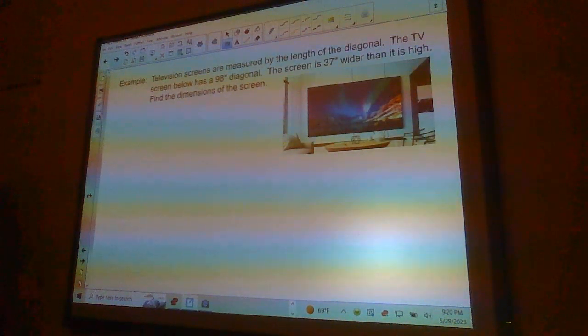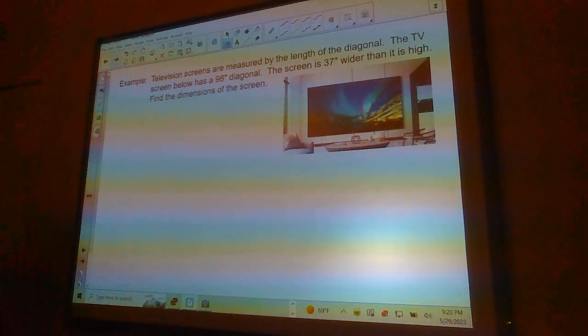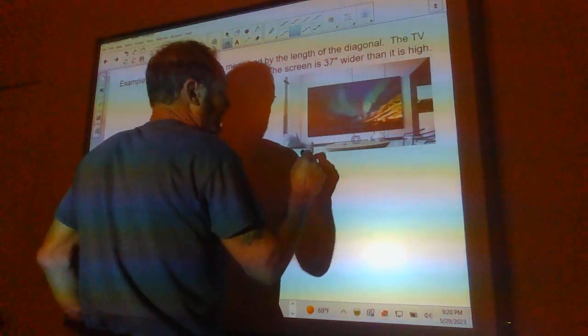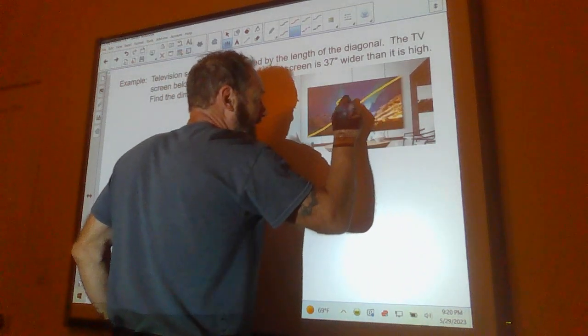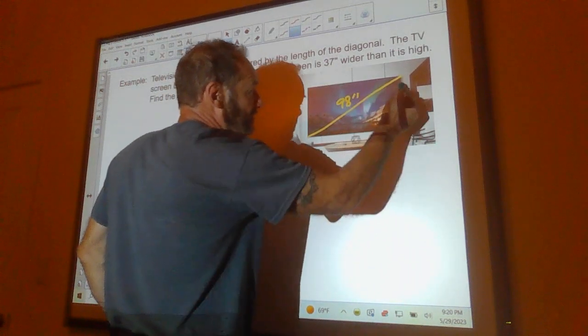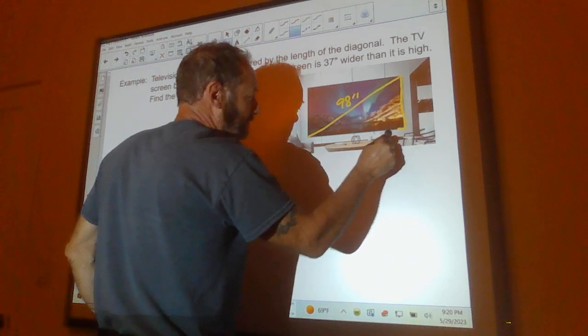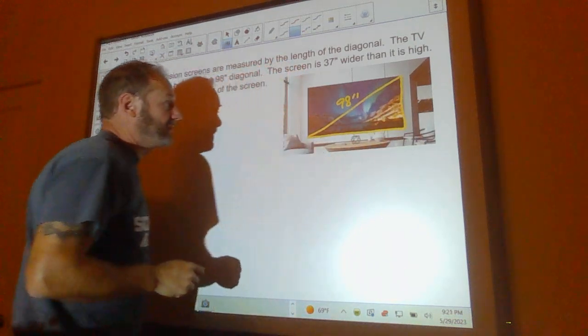Okay, TV screens are measured by the length of the diagonal. The TV screen below has a 98-inch diagonal. So this screen from here to here, 98 inches. That's how you measure a television. It's not those two dimensions.